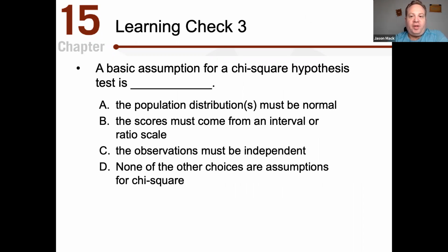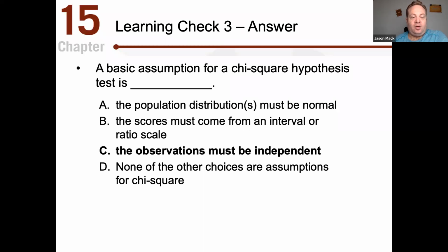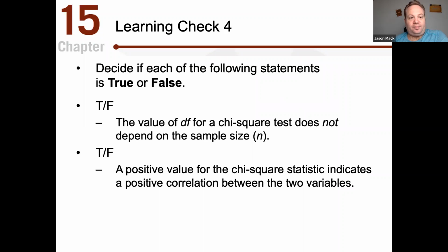Learning check 3. A basic assumption for a chi-square hypothesis test is the population distributions must be normal, or the scores must come from an interval or ratio scale, or the observations must be independent, or none of the other choices are assumptions for chi-square. So our answer is a basic assumption for a chi-square hypothesis test is the observations must be independent.